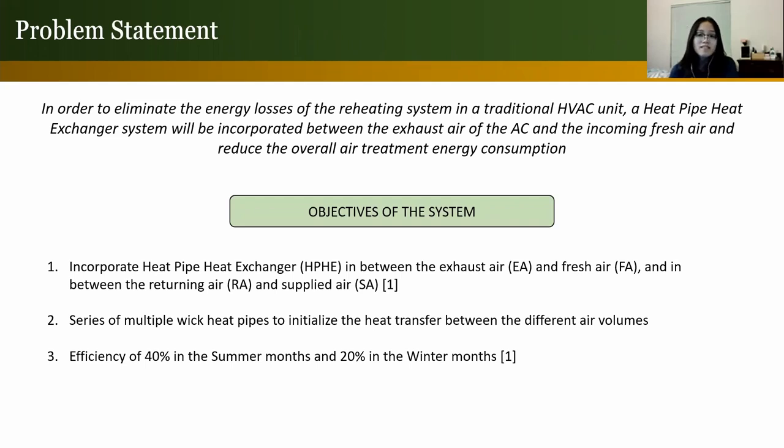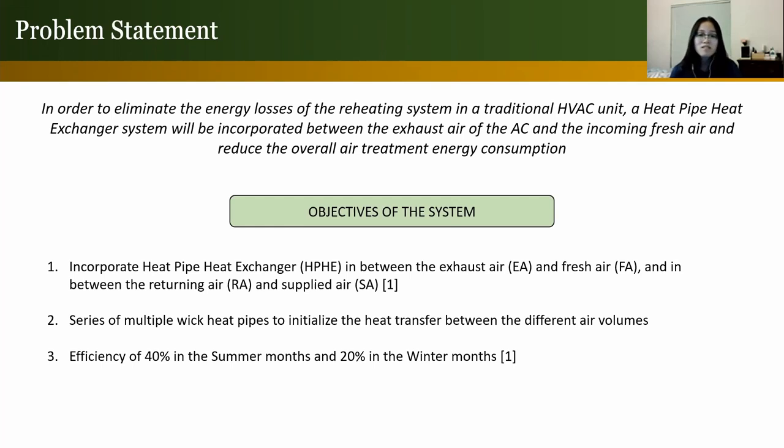So our objective is to eliminate the energy losses of the reheating system in a traditional HVAC unit by incorporating a heat pipe heat exchanger system between the exhaust air of the AC and the incoming fresh air of the operating system. This is in between the returning air and the supplied air, to reduce the energy losses of the reheating system and the overall air treatment energy consumption.